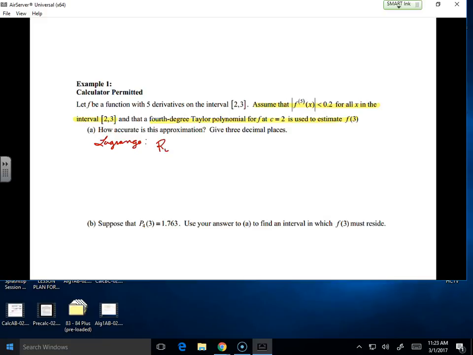Remainder. Why am I saying sub 4? Because we're trying to say how accurate it is, and we're using the fourth degree Taylor polynomial, right? So n is 4. Of 3, why am I plugging in x is 3? That's for the estimate. So c is 2, x is 3, right? How do we know it's not x? Because they told us f of 3 and they told us c is 2. Sorry, it was hiding down there.